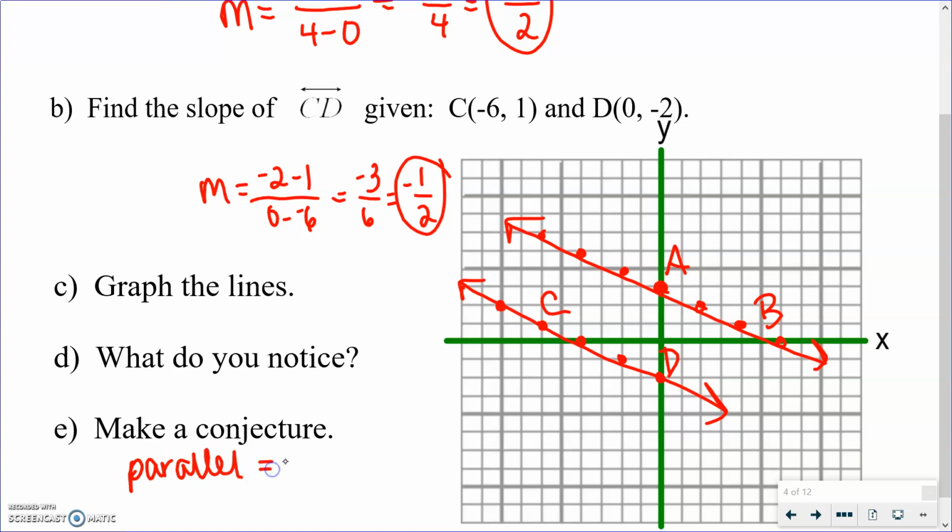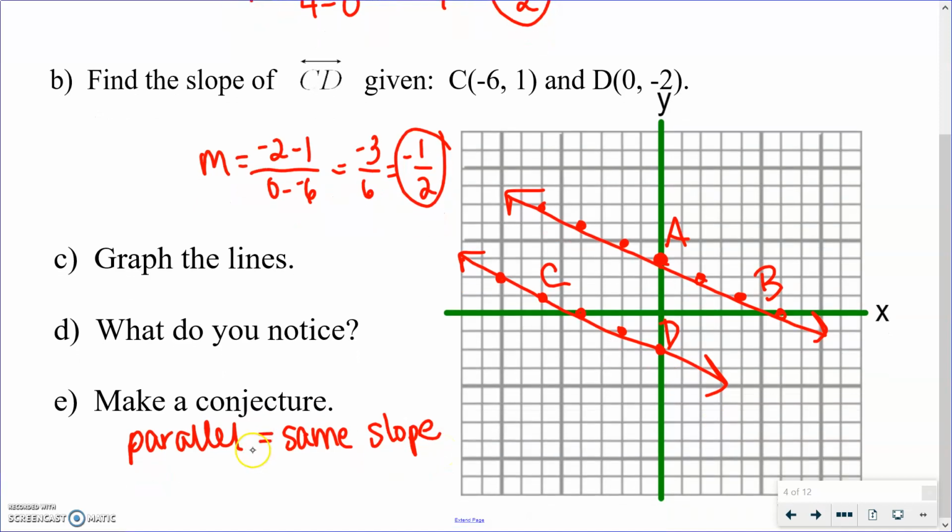And parallel means they have the same slope. Okay? And so parallel lines do have the same slope. They will always have the same slope. Remember that, okay? So if you can find the slope of the lines and it's the same, the two lines are parallel.